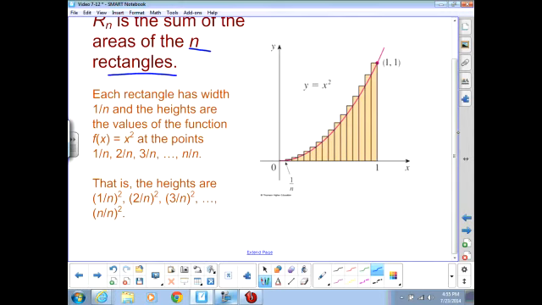So our heights, if we're using right-hand endpoints, the height of our first rectangle, the right-hand endpoint would be 1/n. So we'll be doing f of 1/n, which in this case is (1/n) squared. The second rectangle, because that width went from 1/n to 2/n, the right-hand side is 2/n, so that's why we'll use (2/n) squared for our second rectangle. And we keep going all the way to the last rectangle, which is n/n, which is the same as 1.